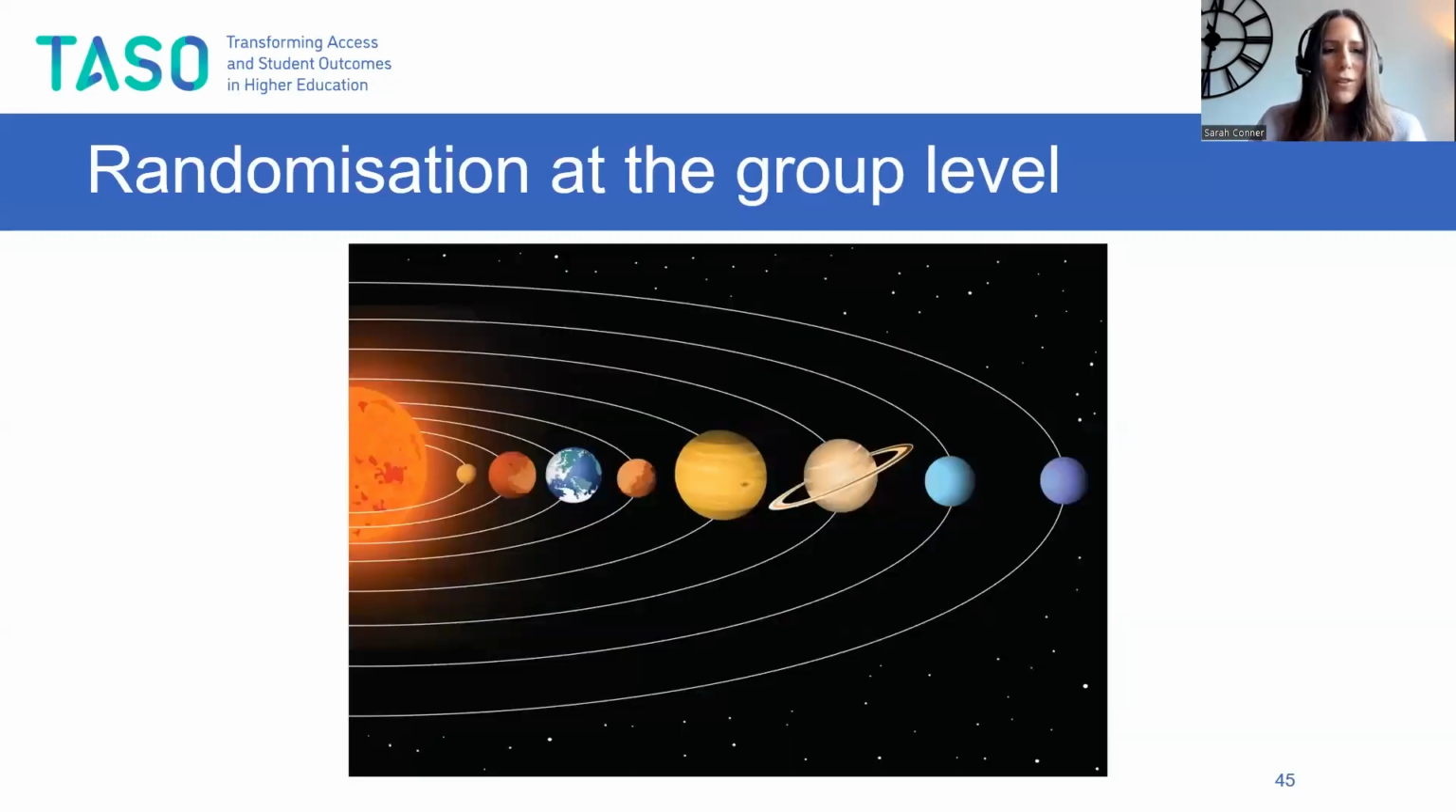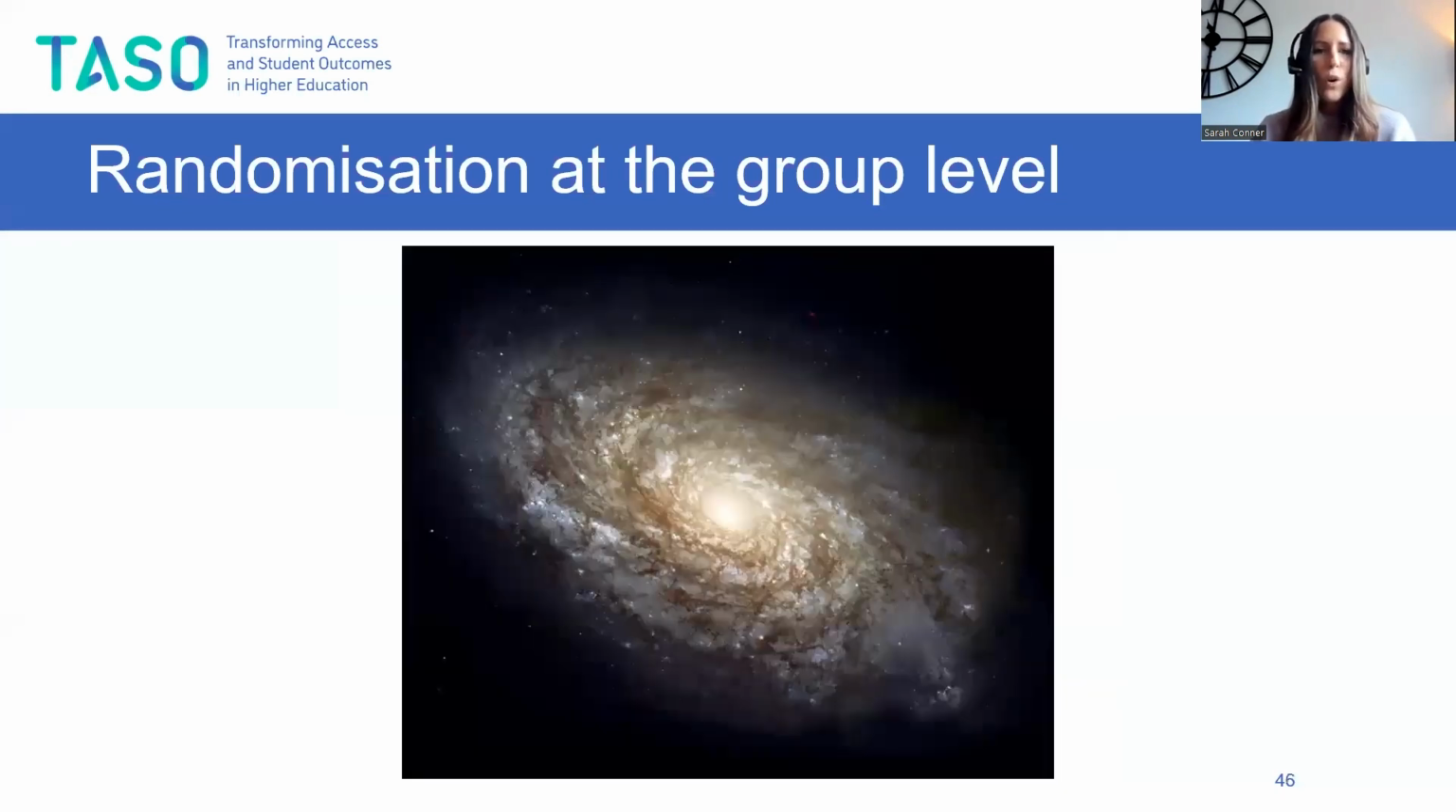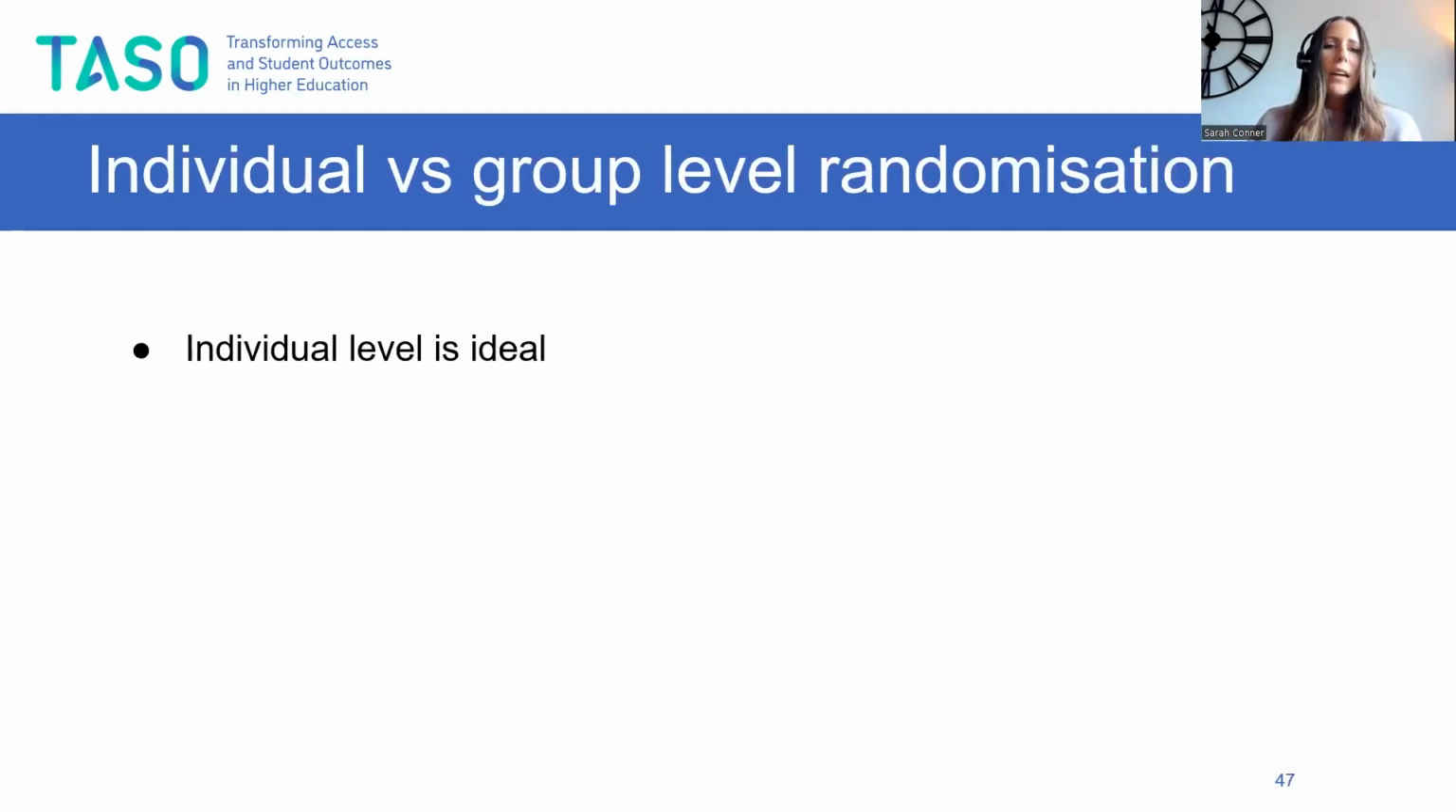And you can go even further and look at planets. So everyone on Earth receives an intervention, everyone on Saturn, testing my planet knowledge here, doesn't. Or you can go even further and look at galaxies. I don't actually know the names of galaxies, but our galaxy receives an intervention, but another doesn't. You get the idea. You can go up and up and up. But being serious now, coming back to it.